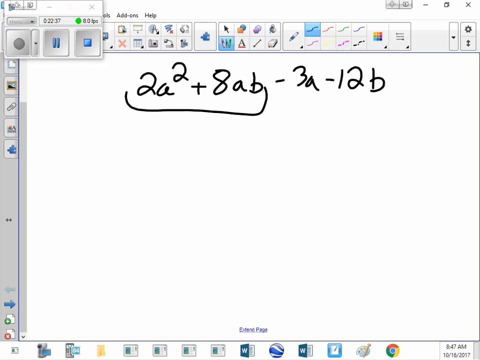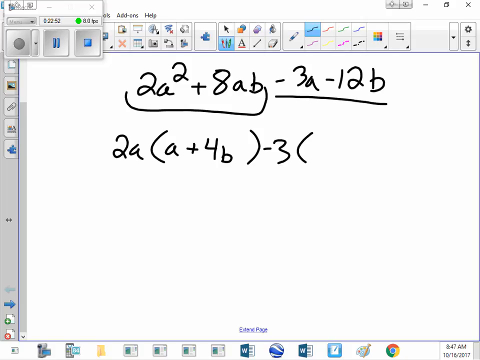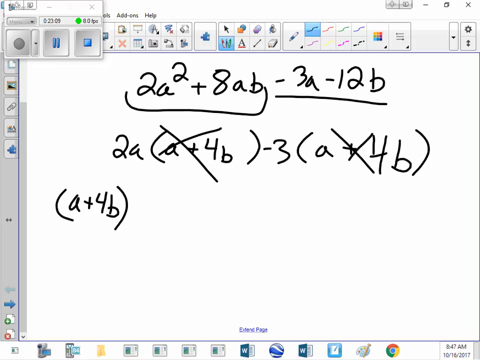2a. So 2a times what's left? A plus 4b. And then what can I take out of that group? Negative 3. And what's left? A plus 4b. So it turned out they were in the right order, which kind of seems weird, but that's how it works out. Now I pull this out and this out. A plus 4b times 2a minus 3. Can I factor any of those any further? Nope. They don't go any further.